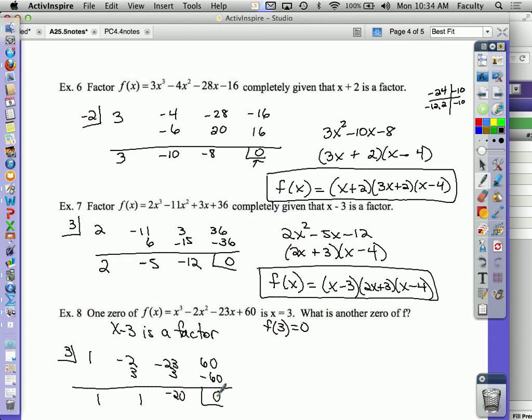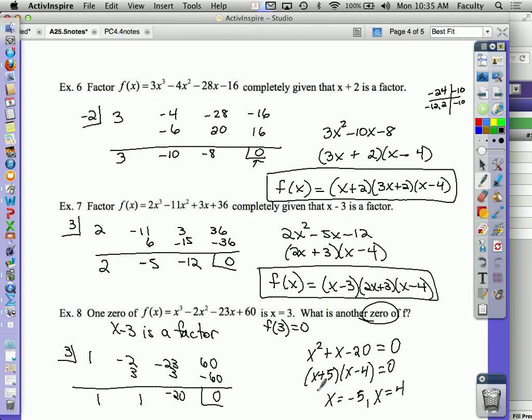Now it's a good thing my remainder is 0. That verifies that x equals 3 is a 0. So then I'm getting x squared plus x minus 20, but I'm being asked to find another 0, another solution. Well, this one factors easily. X plus 5, x minus 4. So another 0 would be negative 5 or positive 4.